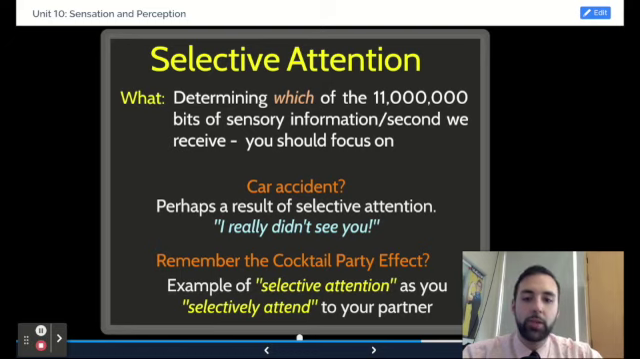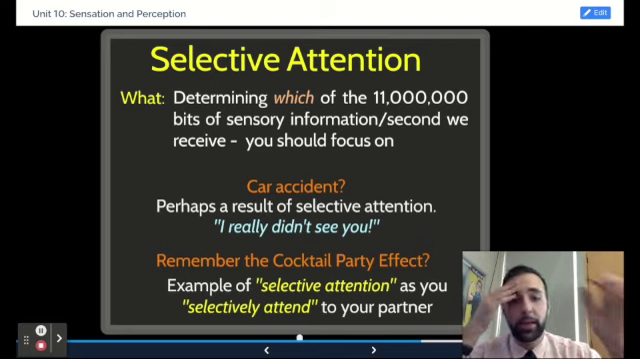And as a result, we need to selectively attend to only a small percentage of those. And what it is that you choose to focus on is a byproduct of selective attention. You could hear somebody maybe get into a car crash and legitimately say, I didn't see you. And more often than not, you might say, well, of course you did. You just weren't paying attention.